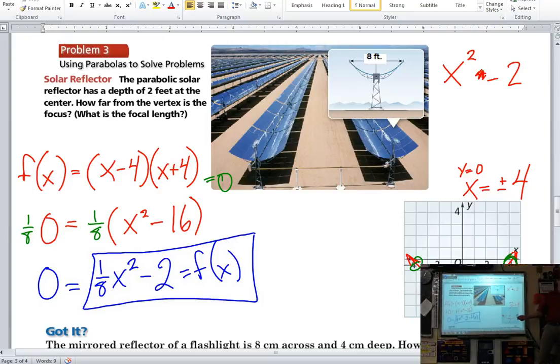So, we're still not done. We need to then find what our focal length is, vertex, and focus. What's a focal length? It's the distance between.